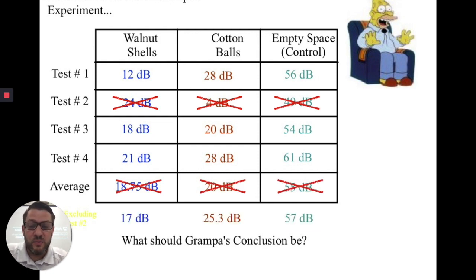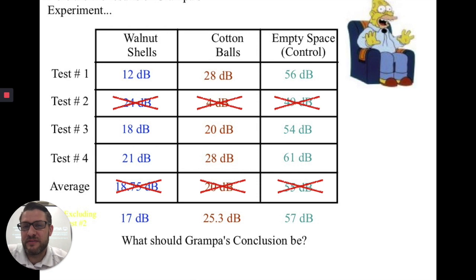So if we do that, we end up with these results. So with the walnut shells, we get an average of 17 decibels. With the cotton balls, we get an average of 25.3 decibels. And the control gives us 57 decibels, pretty close to what we had originally. Here, we see a much more significant difference. The difference between 17 decibels and 25 decibels is something definitely that a human can detect. So here, the walnut shell seems to be the better insulating material, the better soundproofing material. So we would conclude here that this evidence supports Grandpa's hypothesis.